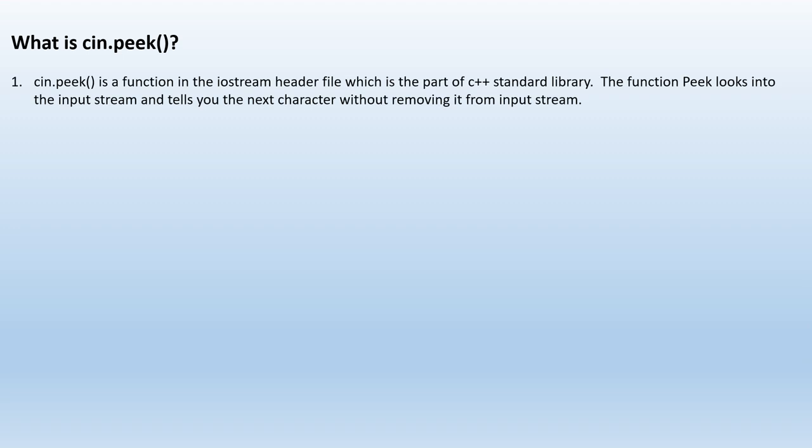What is cin.peek function? cin.peek is a function in the iostream header file, which is part of the C++ standard library. The function peek looks into the input stream and tells you the next character without removing it from the input stream.